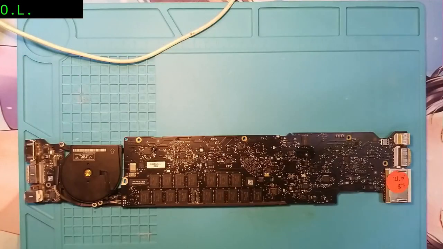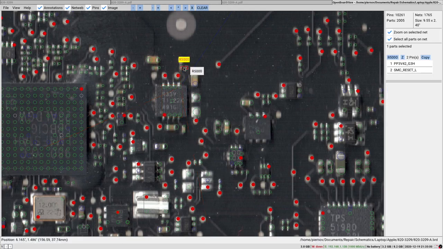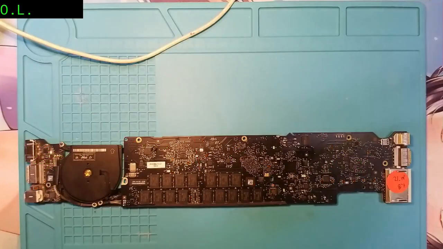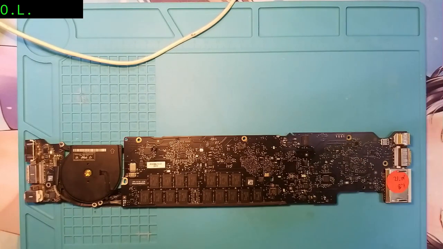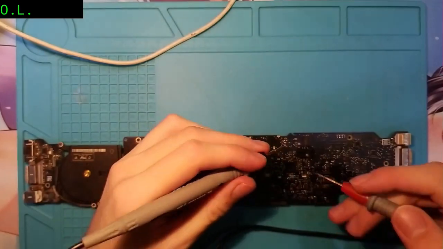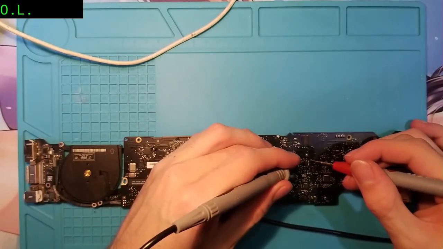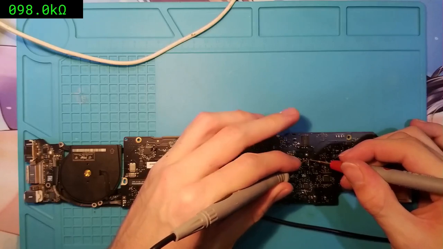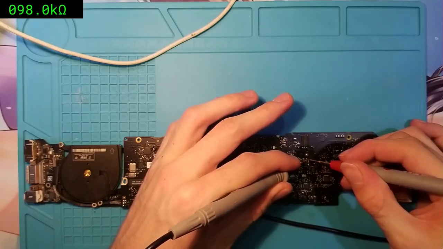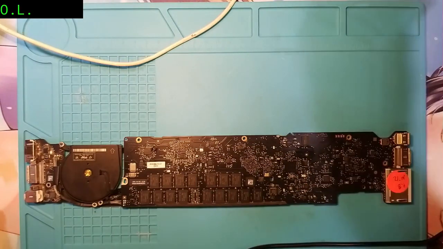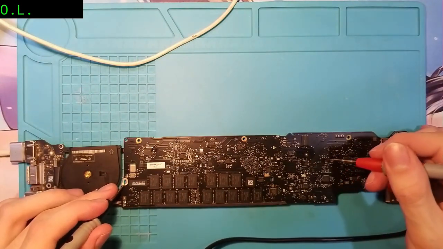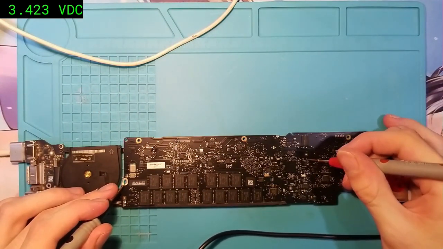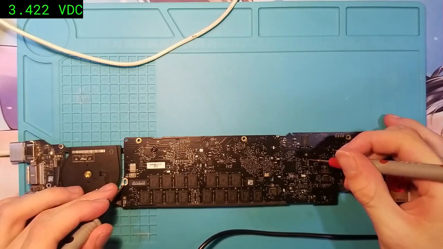So let's check that. On the board view, R5000 is the one we were already measuring earlier, so we know where it is. So let's check first the resistance, since we are already in resistance mode and the board is unplugged. So resistance across the resistor is 100K, which is perfectly fine. And if we check the voltage on the other side of the resistor, right there, it's 3.42 volts, so it's fine.